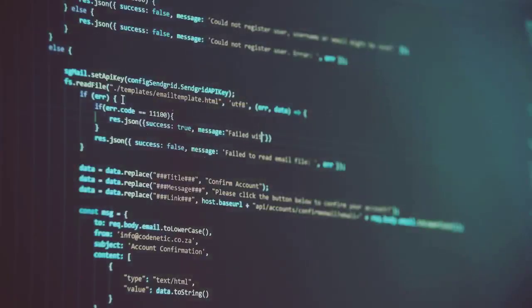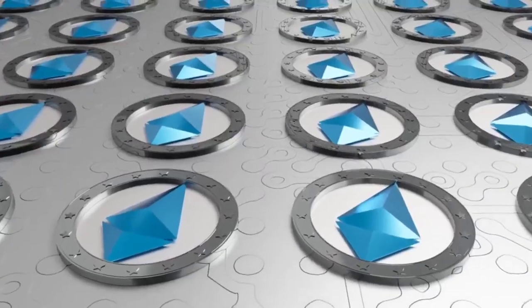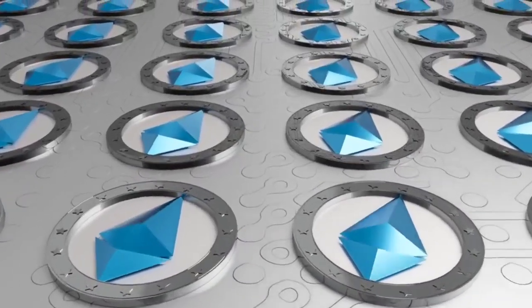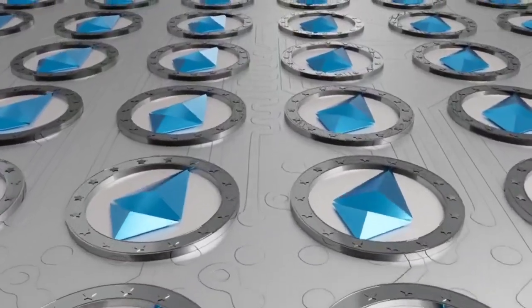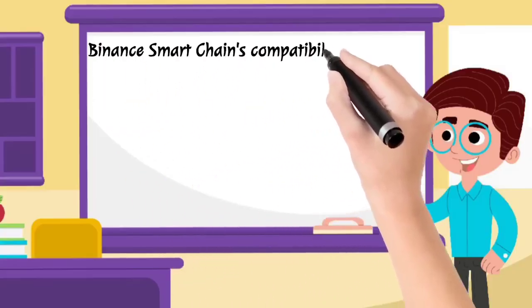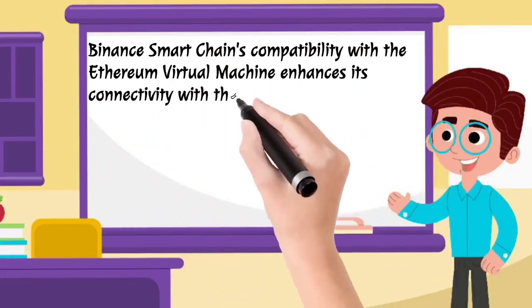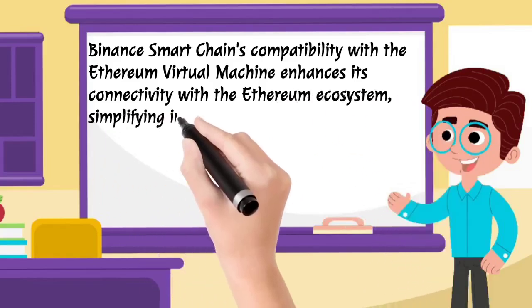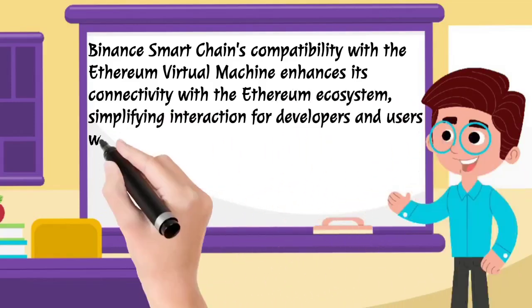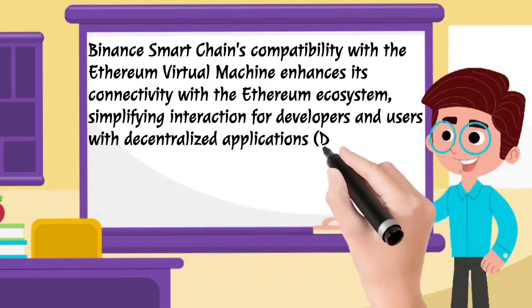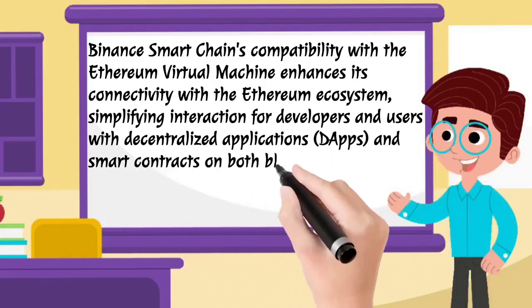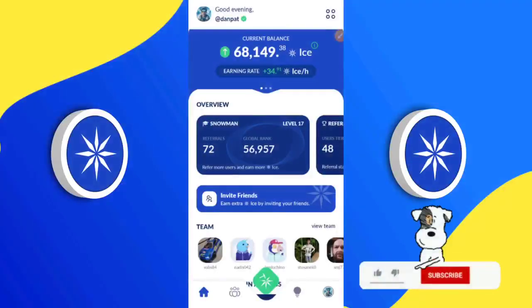Now, this compatibility is also advantageous because it allows developers to port their existing Ethereum projects or create new projects for both Ethereum and compatible blockchains like Binance Smart Chain. So in the case of Binance Smart Chain, EVM compatibility contributes to interoperability with the Ethereum ecosystem, making it easier for developers and users to engage with decentralized applications, dApps, and smart contracts across the blockchain, right? So that is EVM, and that is how the Binance Smart Chain is related to it.